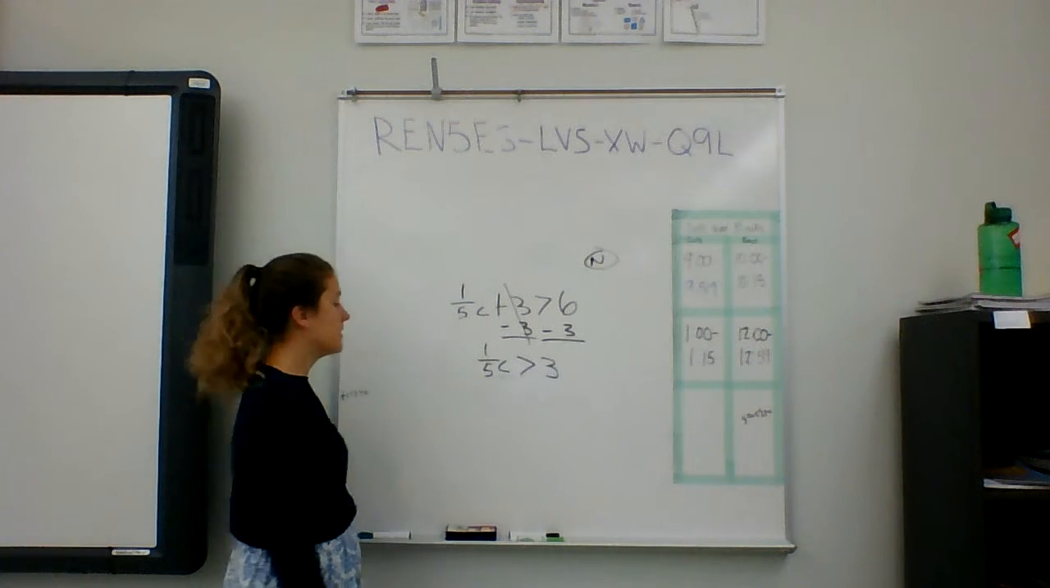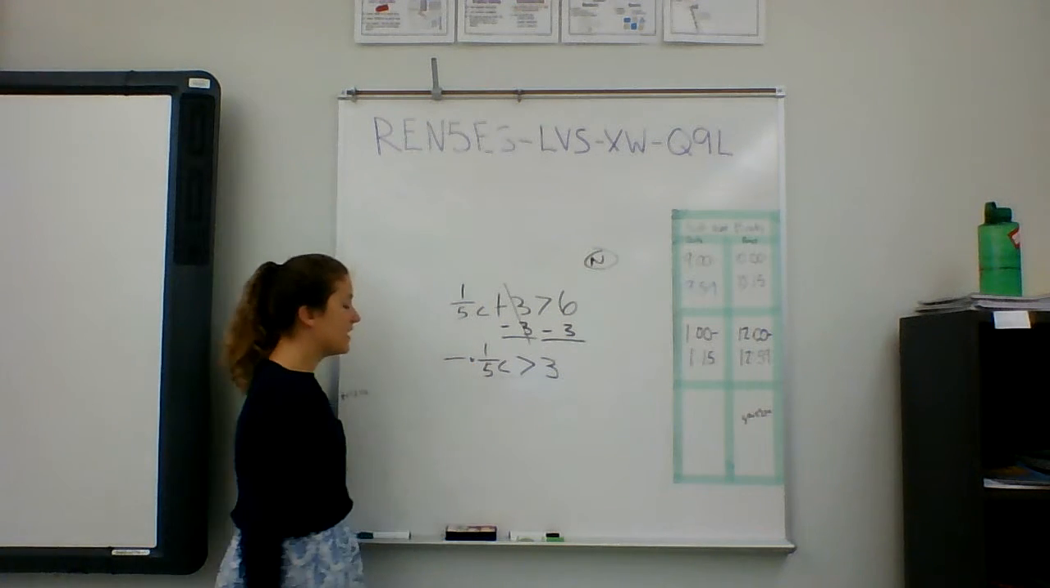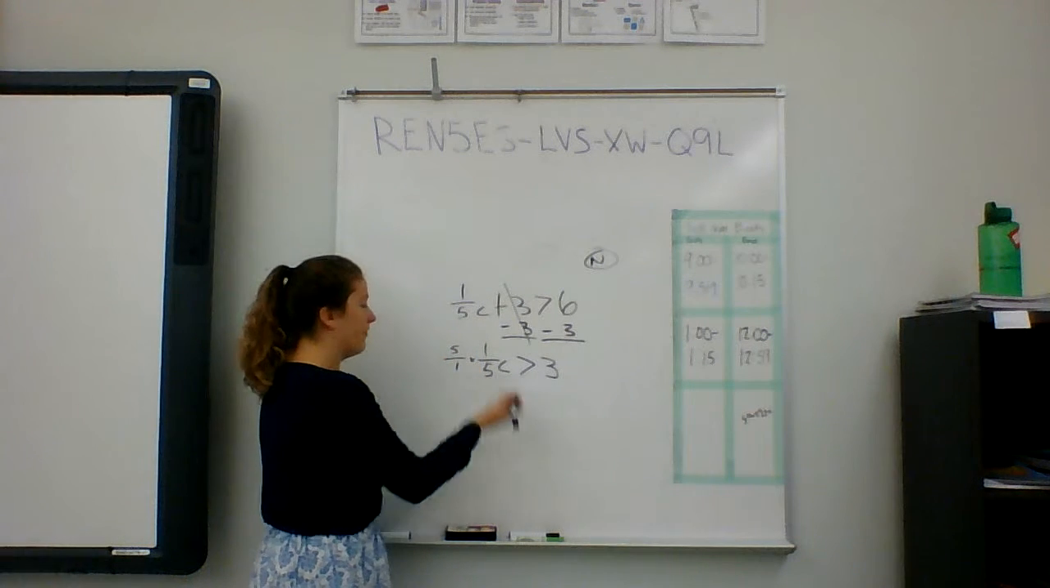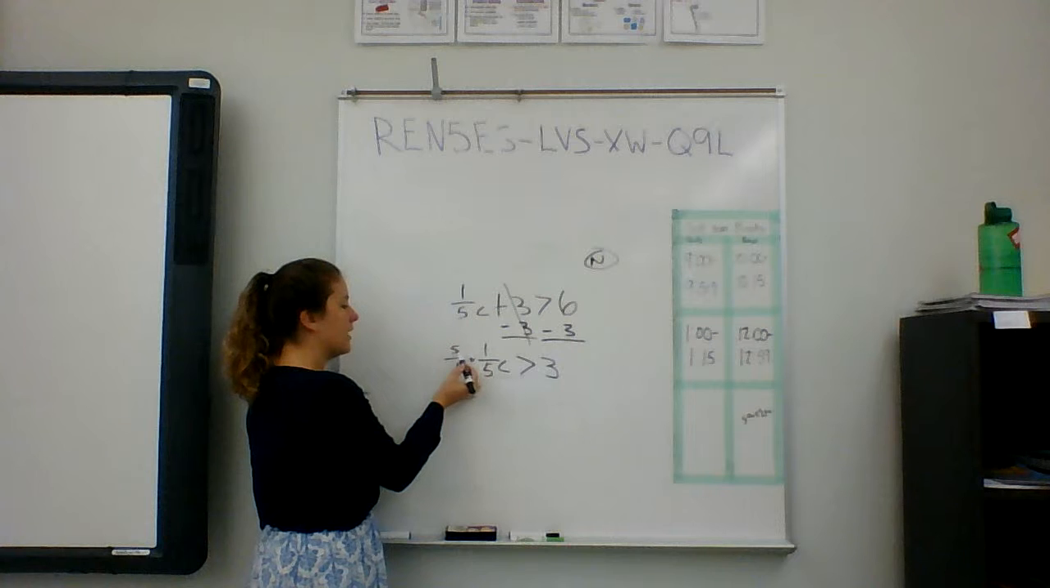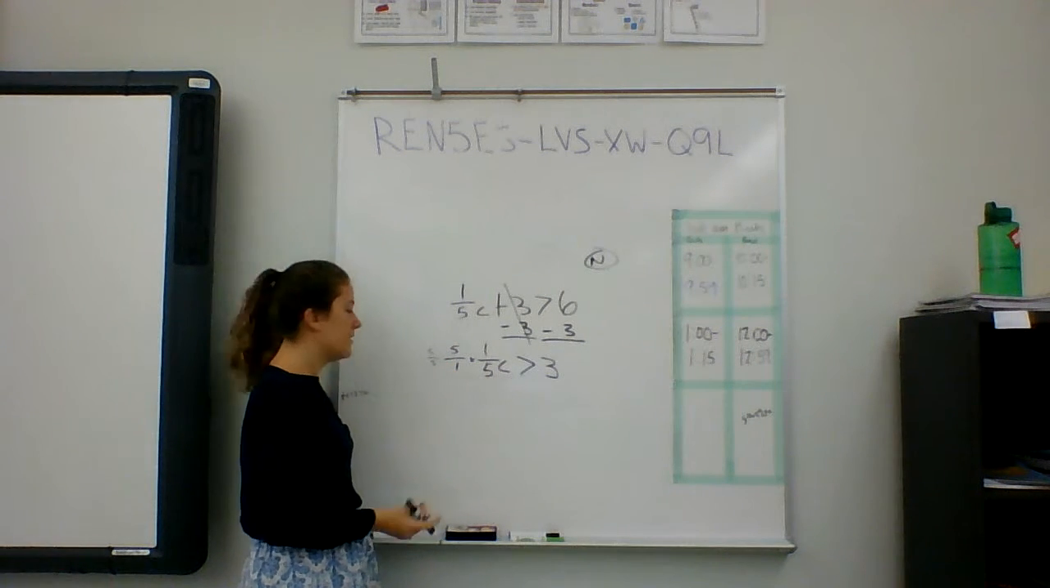Now I'm looking to get 1c. In order to get c by itself, I need to multiply each side by the reciprocal. If I multiply each side by 5 over 1, this will become 1 times 5 is 5. 5 times 1 is 5. 5 over 5, that's just 1c.